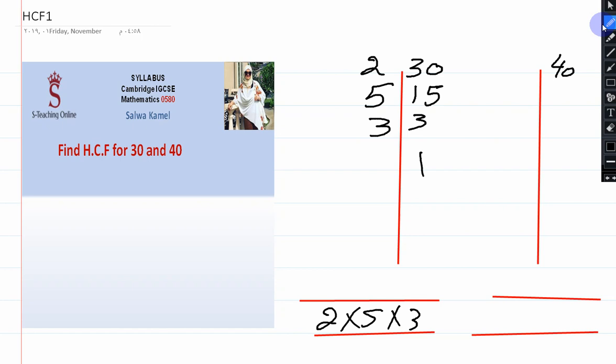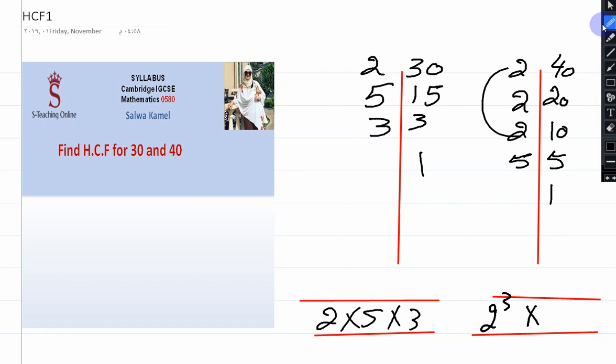What about 40? Divided by 2, it will be 20. 20 divided by 2 is 10. 10 divided by 2 is 5. And 5 divided by 5 is 1. So what I have here is 2 to the power 3 by 5.